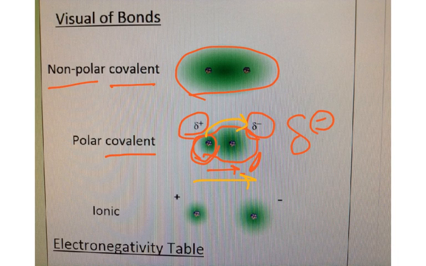Ionic is the third type of bond that you can have, and that is where there's an entire give or take of electrons. So the left guy, that guy being the positive, obviously gave up its electron to the one on the right.